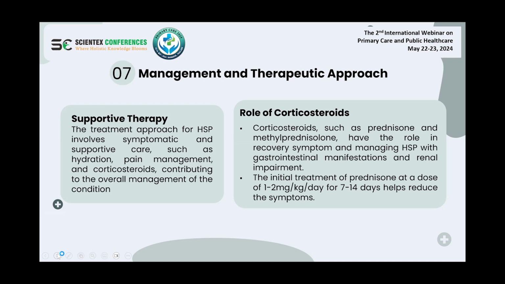And the main one is the role of corticosteroids like prednisone or methylprednisolone, which are commonly given for managing HSP, especially GI signs with renal impairment. With an initial dose of prednisone at 1 to 2 milligrams per kilogram per day for 7 to 14 days, it can help reduce the symptoms and lead to significant improvement in the patient's condition.